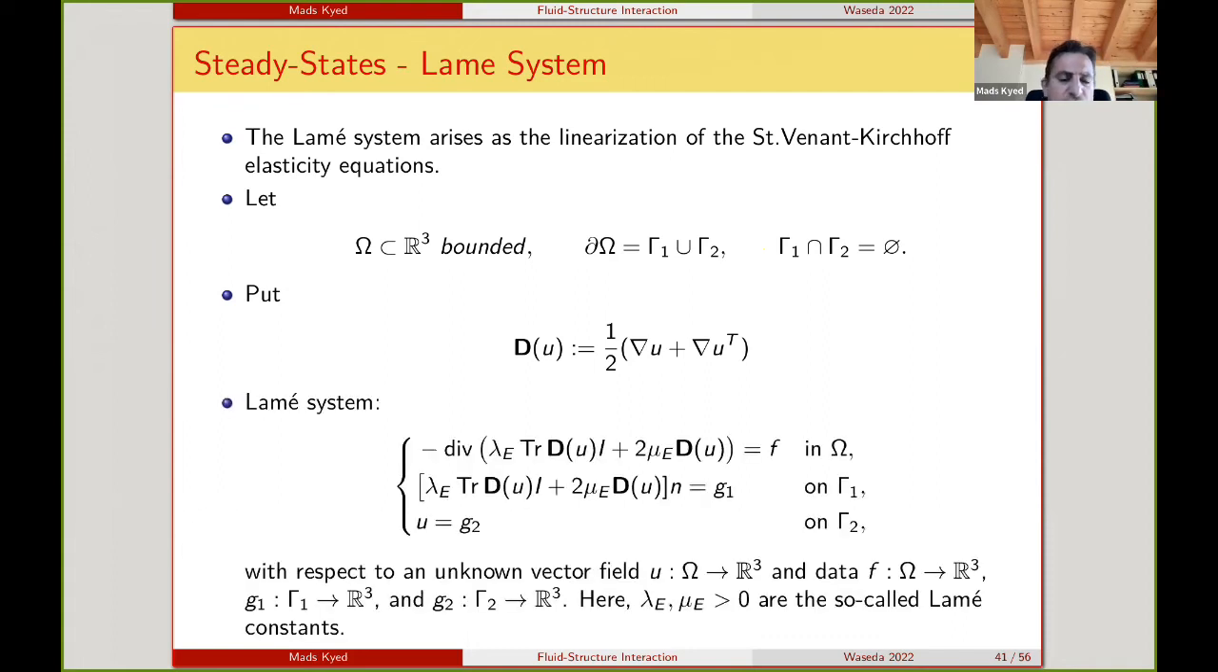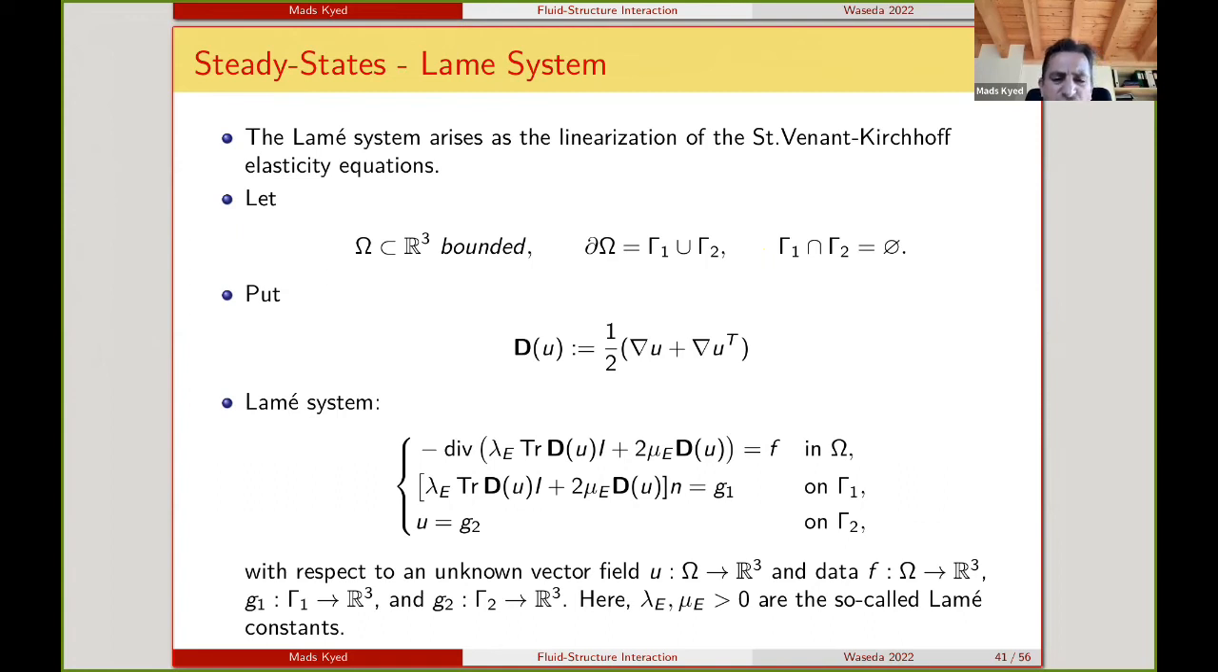I introduce the symmetric part of the gradient of u, I call it d of u, and then I just linearize my nonlinear Saint-Venant–Kirchhoff elasticity equations, and you end up with the so-called Lamé system. Okay, still not super simple, but also not super hard to write.